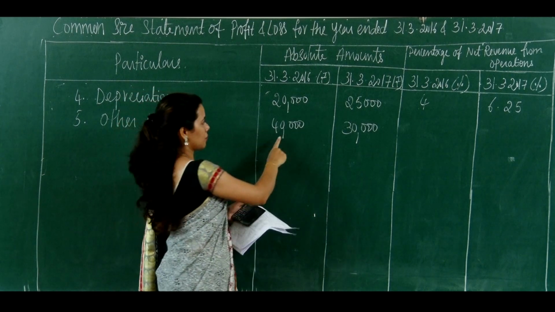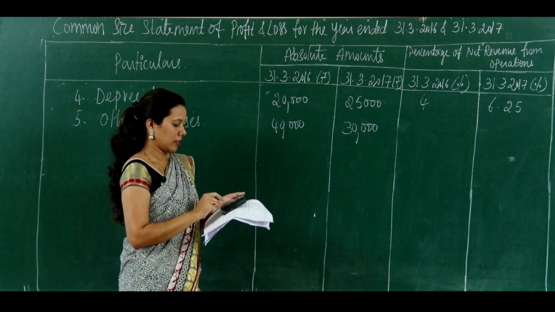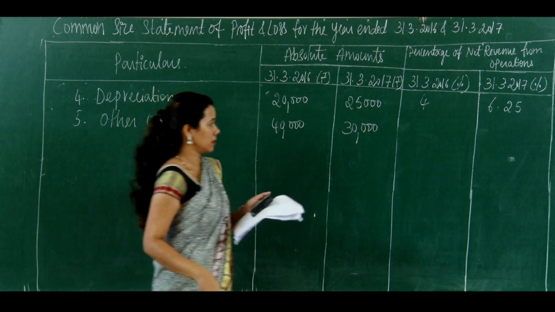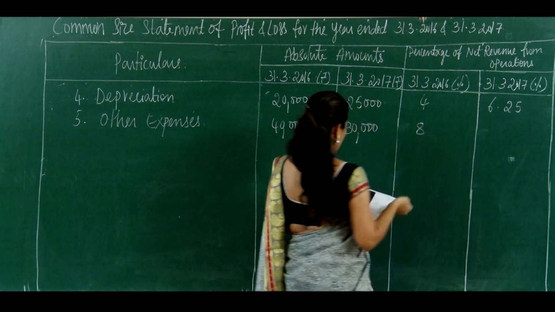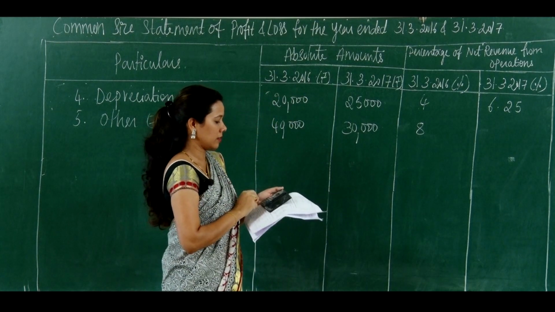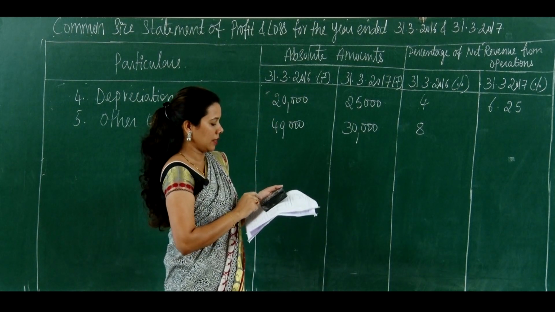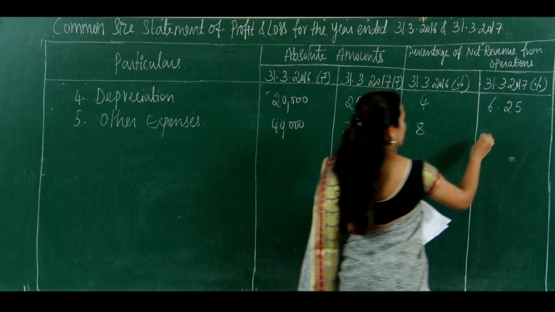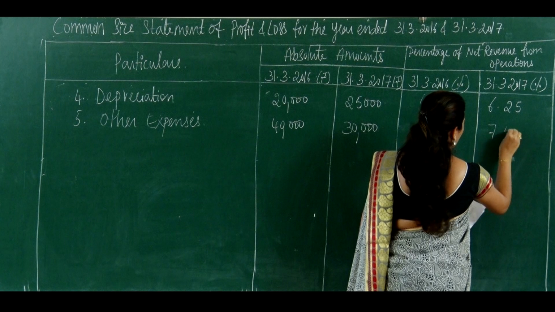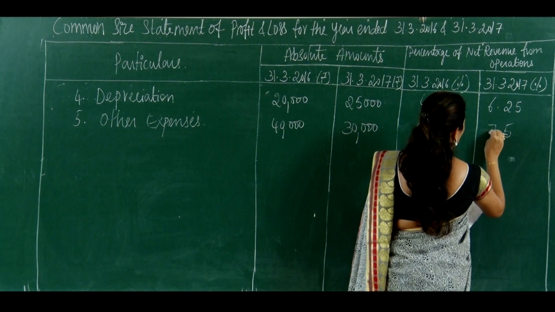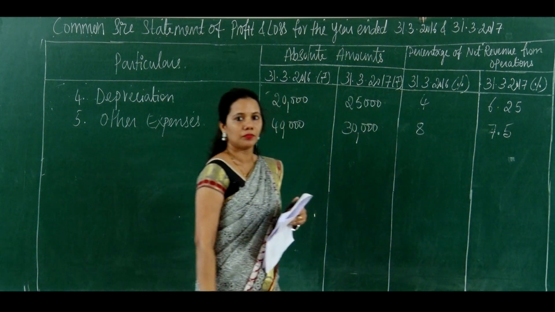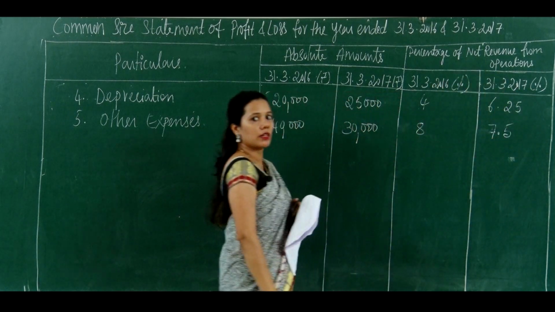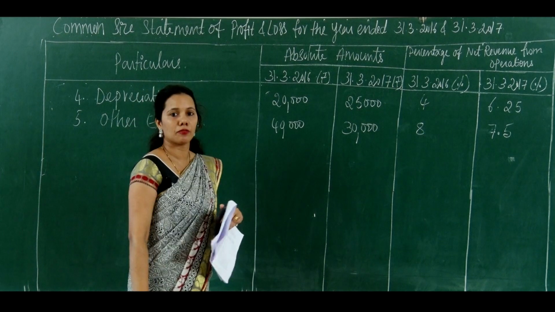So, first we will convert 40,000. 40,000 divided by 5 lakhs into 100, that is 8 percentage. Then the next amount is 30,000 divided by 4 lakhs into 100, that is 7.5 percentage. And I have already mentioned the base here, net revenue from operations, so you will not be having any confusion.